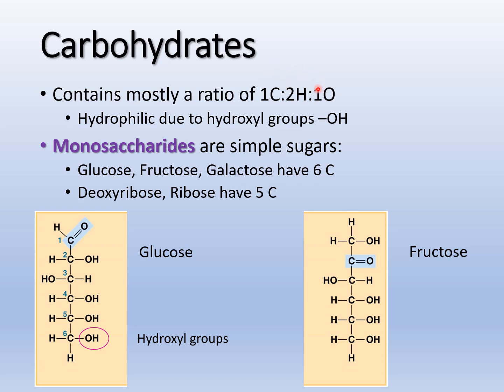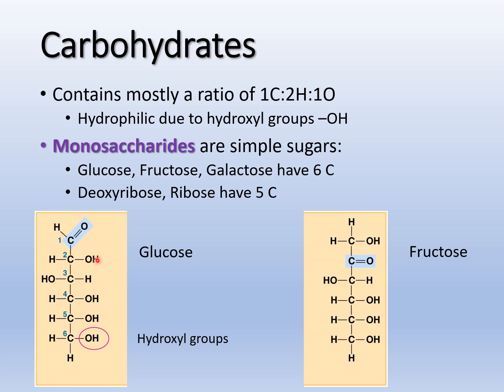If we put that into our ratio, if we have 6 carbons here, that means that we're going to have twice as many hydrogens. So that's going to be 12 hydrogens, and we have the same amount of oxygen, so 6 oxygens. So it'll be a 6, 12, 6 compound for all these monosaccharides. And then we have 2 more monosaccharides called deoxyribose and ribose, and they have 5 carbons. If we put those 5 carbons back into our ratio, we're going to have 10 hydrogens and 5 oxygens. So 5, 10, 5. Okay.